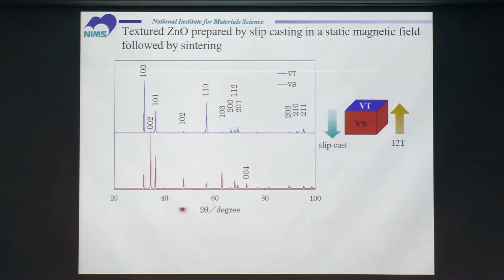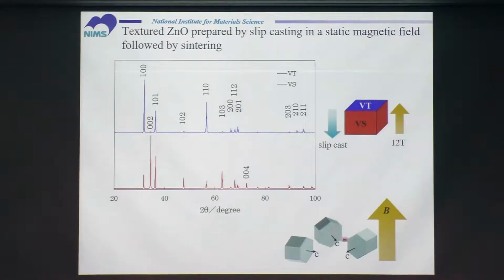We demonstrate this by using zinc oxide. In the case of zinc oxide, the C-axis is the difficult, hard magnetization axis. So basically, at the top, no c-axis orientation is observed like that. But on the side surface, only the 004 peak is still very weak. By applying the magnetic field from the horizontal direction, in this case the c-axis is randomly oriented like that.